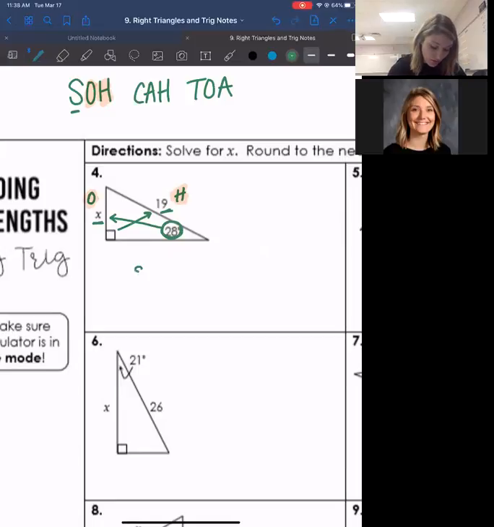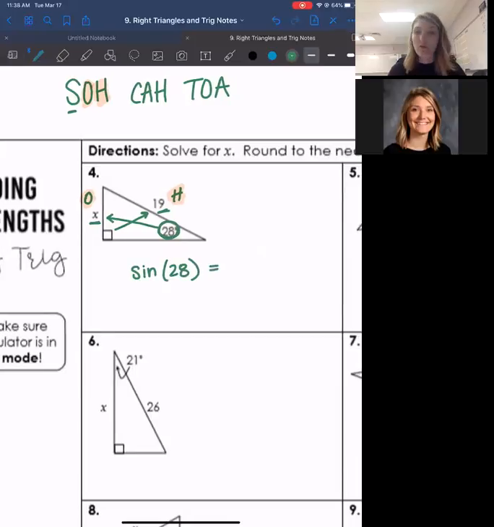So I'm going to do the sine of the angle equals, always equals, and then the ratio. Remember, the ratio is those two letters, O and H, so the ratio is going to be x to 19. In order to solve for x, I'm going to multiply that 19 over, so it's going to be 19 sine of 28 equals x, and then this is what I'm going to type into my calculator.